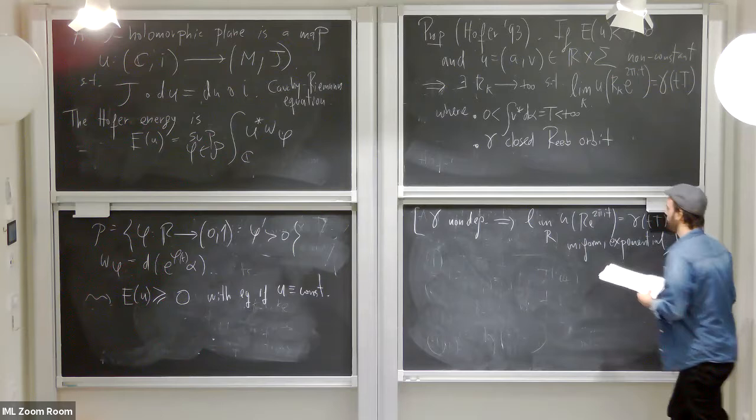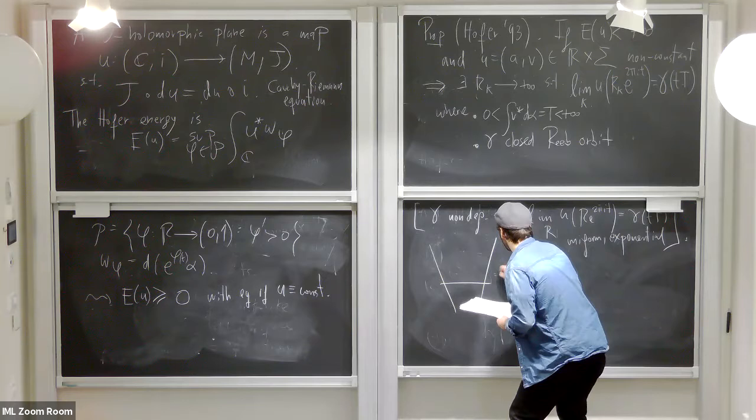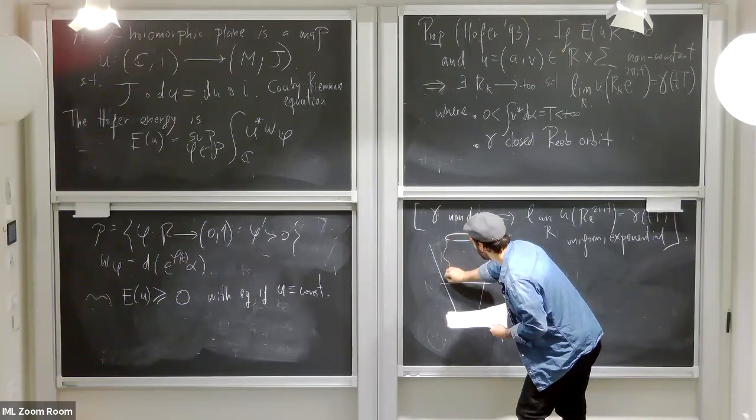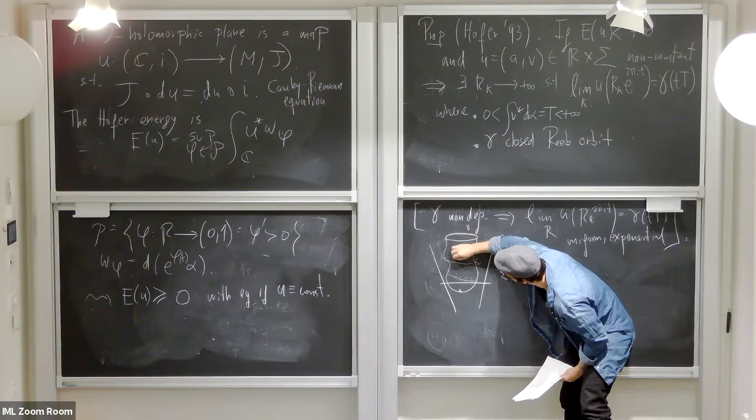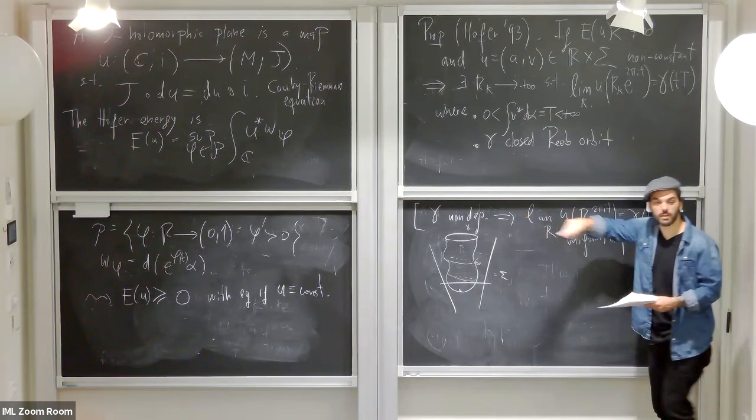It's just some technical remark, but anyways, what you should think is that you have the symplectization here, sigma, and I have a holomorphic plane, and I have gamma sitting at infinity, and this guy is asymptotic to gamma at infinity. So here's zero if you want, and C is a copy of C, and I'm just looking at the sequence of radii that goes up to infinity, this R_k, and what I see in the limit is precisely this closed Reeb orbit gamma.